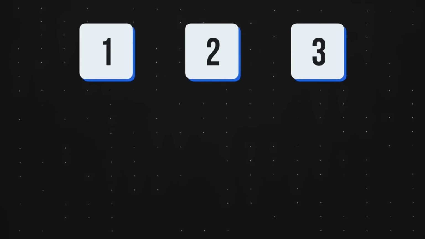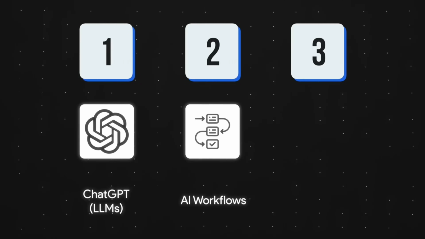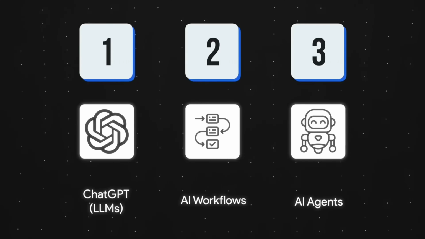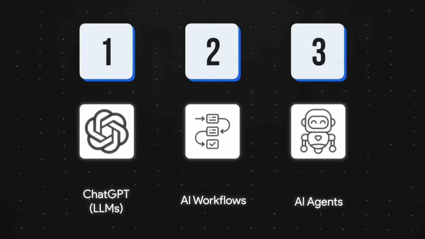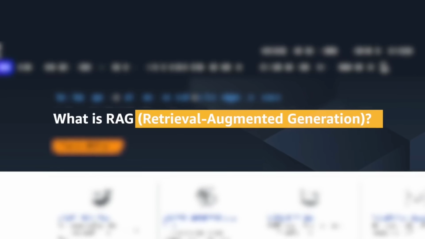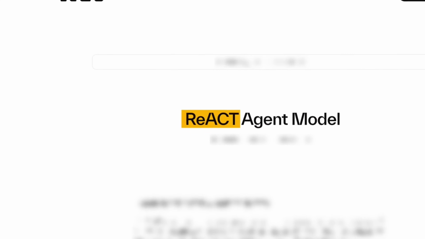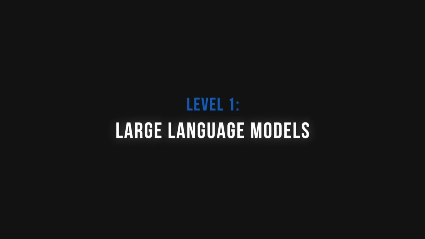Okay, first is ChatGPT, which you already use. Second is the AI workflow, and then AI agent. We will use a real life use case to demonstrate this. And these fancy technical terms, RAG, React, everything would be very simple. React and RAG are nothing but agentic models.